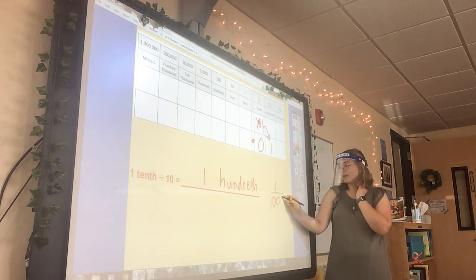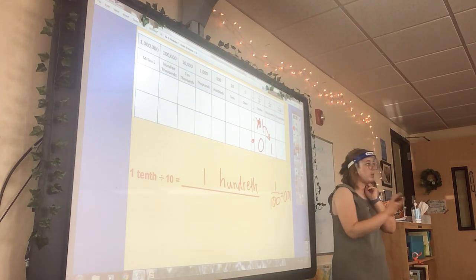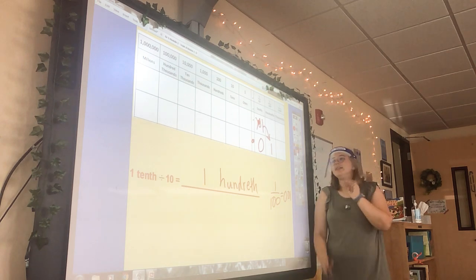So then the decimal equivalent of that is 0.01. We'll get into that later. But that's kind of what we're getting at. Now it's time for your turn.